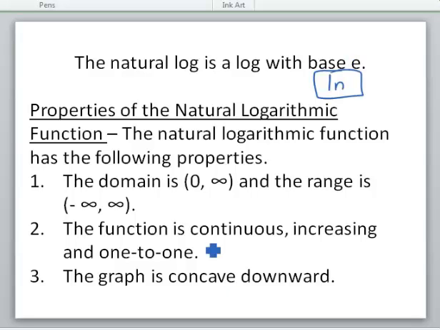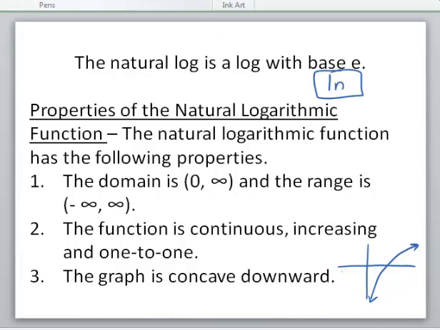The properties that we want to make sure that we know is that the domain runs from 0 to infinity, and the range is from negative infinity to infinity. The second thing we want to know is that the function is continuous, and it's increasing, and it's one-to-one. One-to-one, what does that mean? Maybe you don't know. This function, this is what it does look like. Okay, this is a really fast sketch of it.